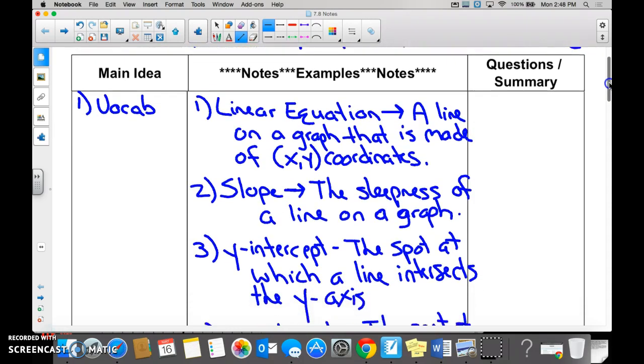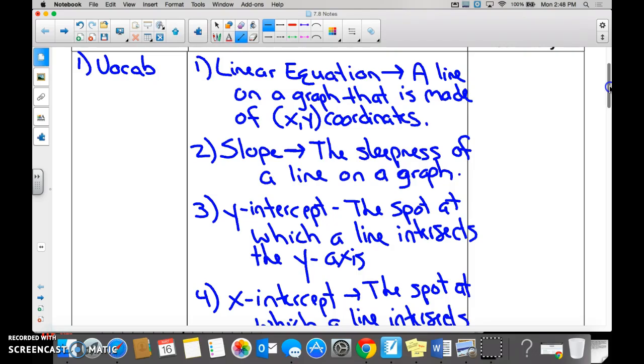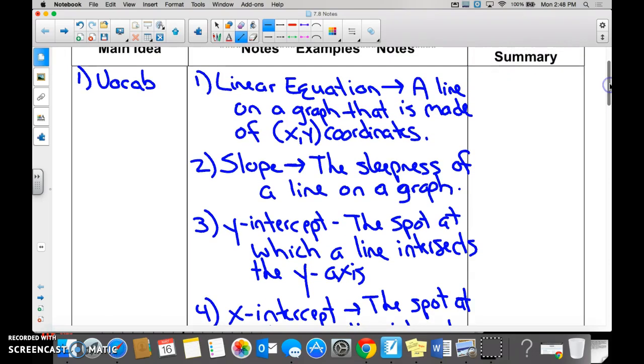Linear equation. What kind of line does a linear equation contain? What kind of line, you guys? Everybody. A linear equation has what kind of line? I'm sorry, I should have been more clear on that. It is a straight line. Have we made anything about straight lines today? So a linear equation is a straight line.